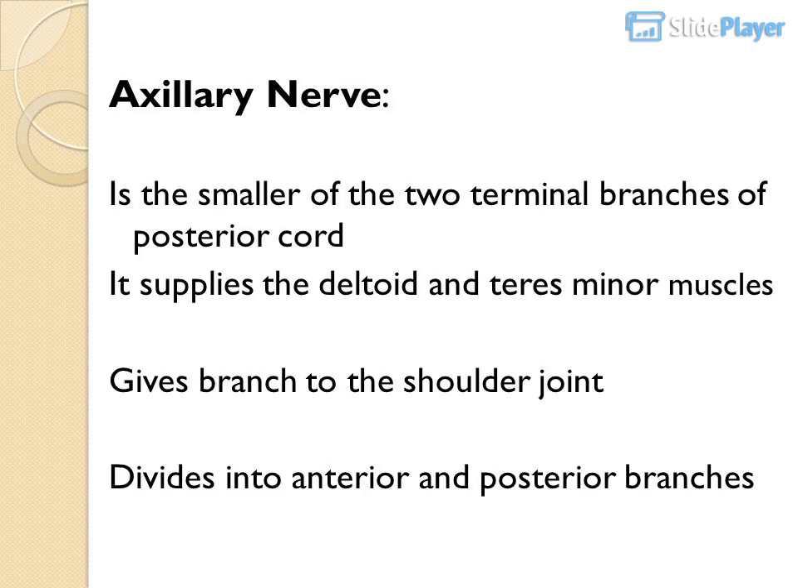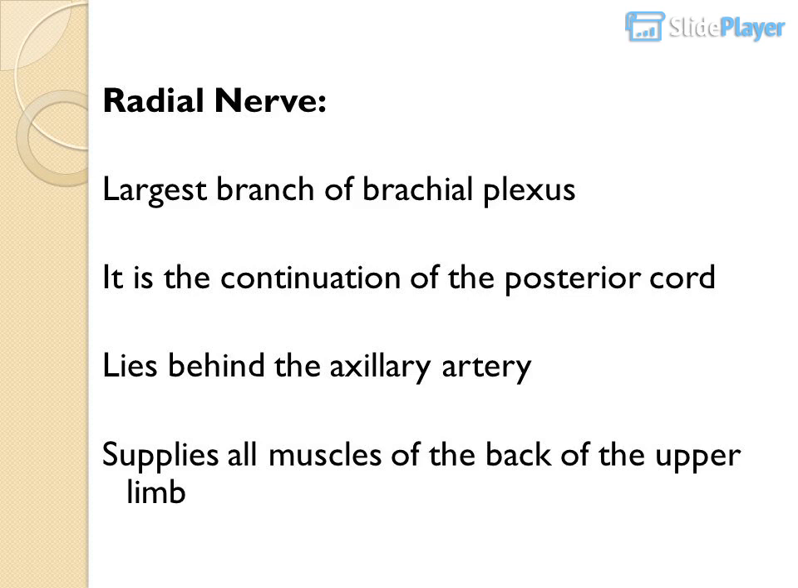Axillary nerve. Is the smaller of the two terminal branches of posterior cord. It supplies the deltoid and teres minor muscles. Gives branch to the shoulder joint. Divides into anterior and posterior branches. Radial nerve, largest branch of brachial plexus. It is the continuation of the posterior cord, lies behind the axillary artery, supplies all muscles of the back of the upper limb.